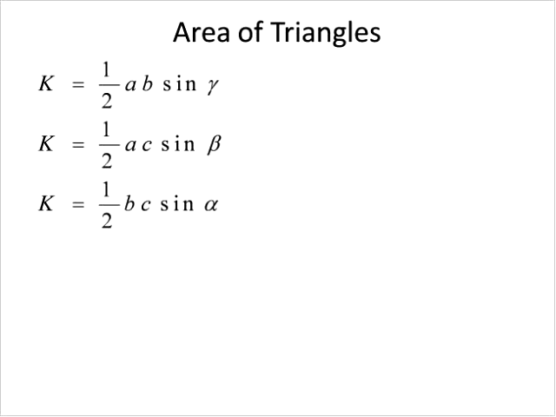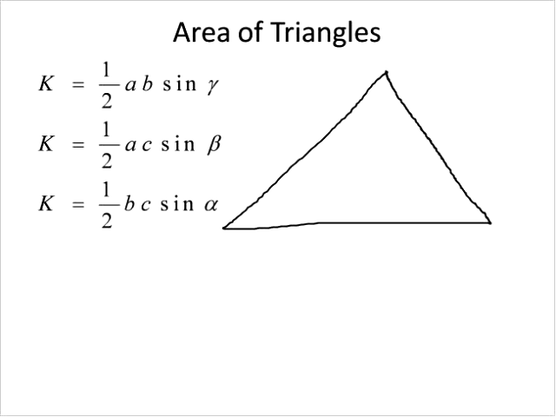However, the thing to keep in mind is all you really need are two of the sides. Let's say like this side and this side, and the angle in between them. If you have that information, then you can find the area of a triangle. So let's talk about an example.